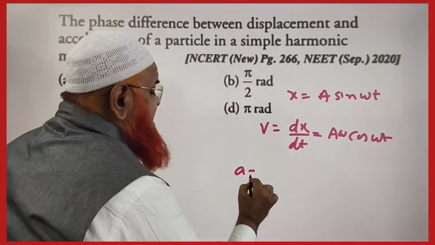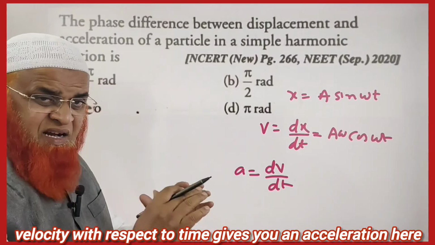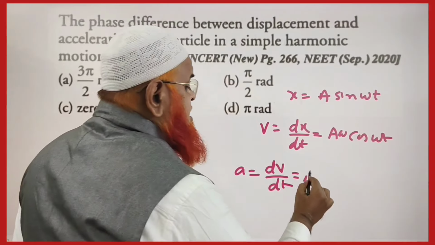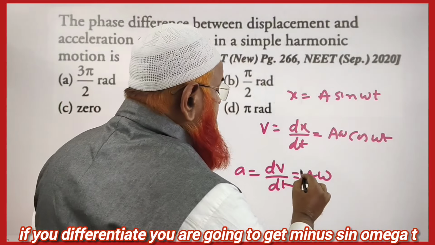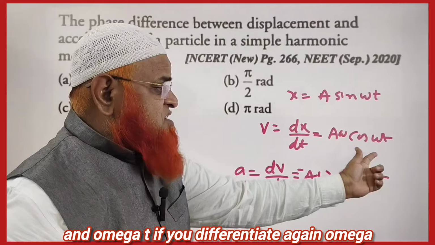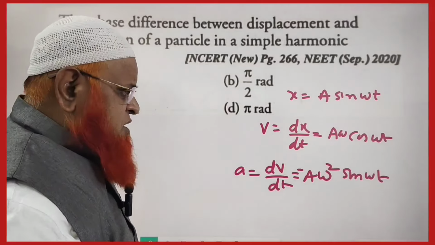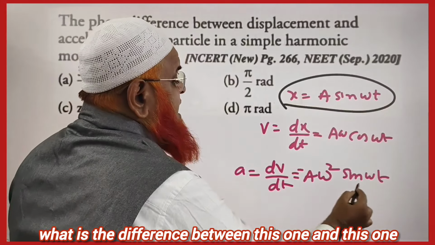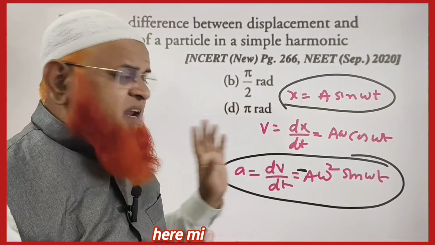Now, you find out the acceleration. Differentiating velocity with respect to time gives you the acceleration. So if you differentiate this, you are writing a omega like that only. Cos omega t, if you differentiate, you are going to get minus sine omega t. And omega t, if you differentiate again, one more omega you are getting, so just make it omega square. If you observe here, what is the difference between this one and this one? Here sine omega t, here also sine omega t, but here a minus is extra.